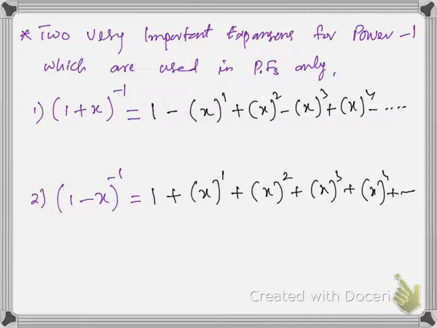Important things regarding these two expansions: when we have a plus sign between the terms, like in expansion 1, then we expand the terms with alternate signs. The signs must be in an alternating way. In the second expansion, we have a negative sign between the terms, therefore all signs must be positive. This is the way to learn these two expansions.